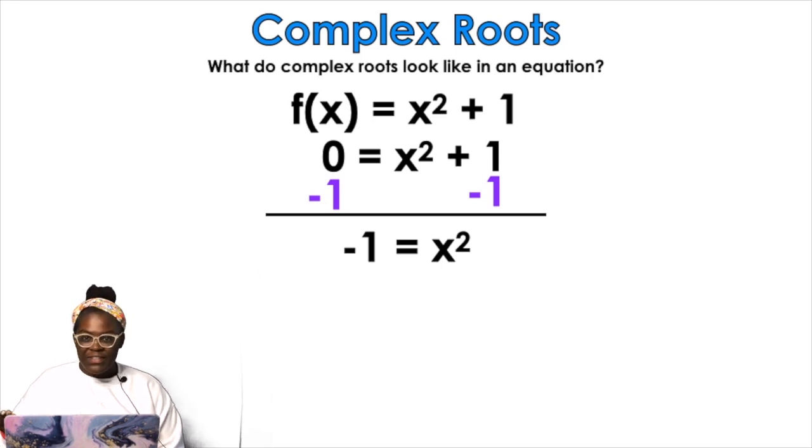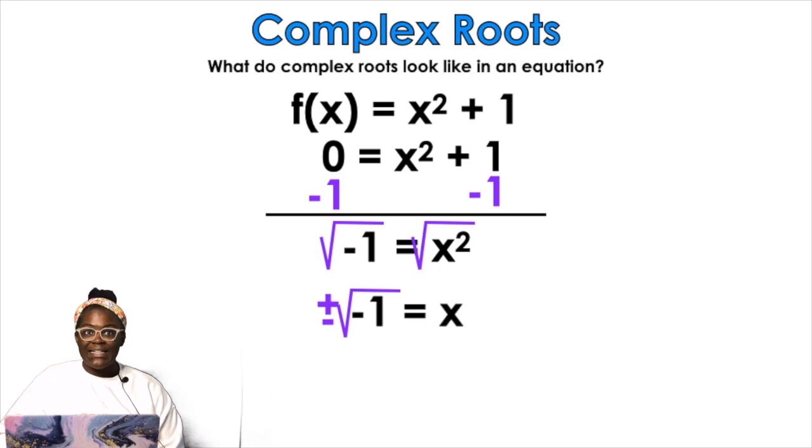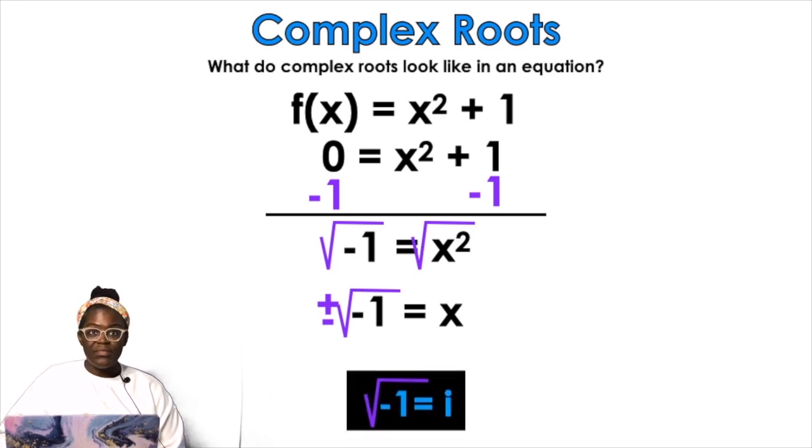Well, how do I get rid of that exponent? Good, you take the square root of both sides. Now we're gonna say plus or minus the square root of negative 1 equals x. Because remember, when you take the square root, you always wanna put a plus or minus in front of it. So this square root of negative 1 is i.